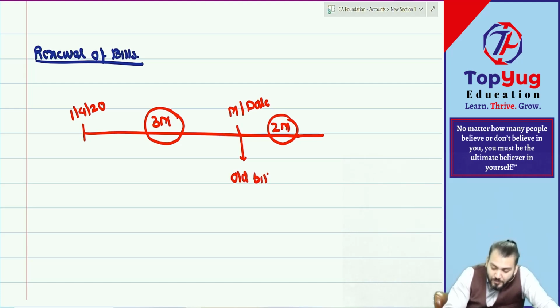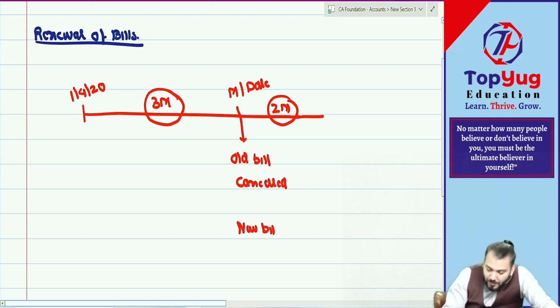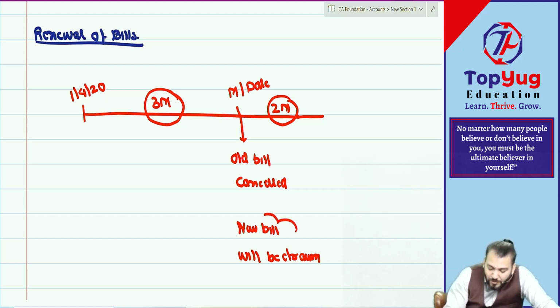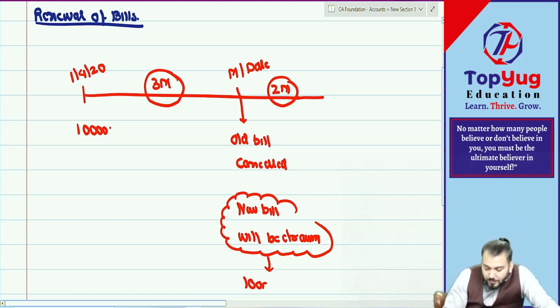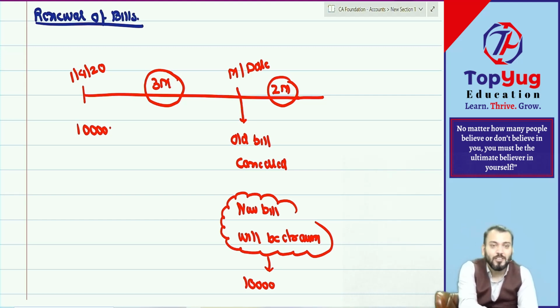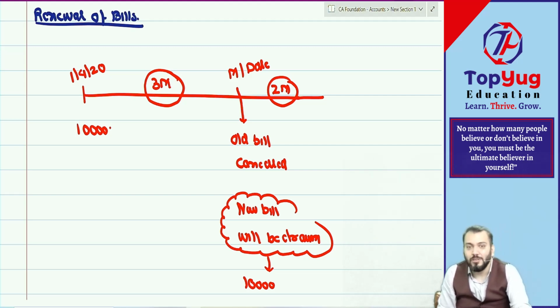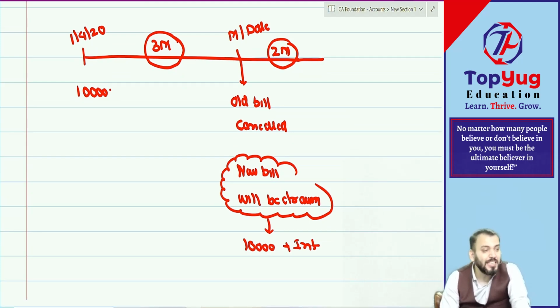So on this date, the old bill will be cancelled and a new bill will be drawn. Suppose the amount of the bill was 10,000. This new bill will be drawn for 10,000 plus interest for the extended period, because some extra period is given for payment, so interest will also be recovered.